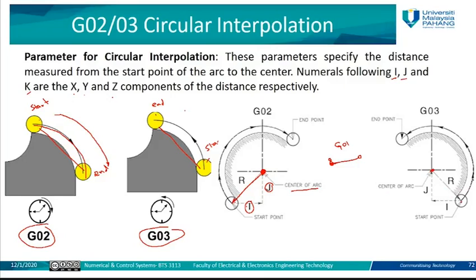If we want to move counterclockwise, this is the start point. This is counterclockwise, this is clockwise. So here this is the start point. The difference between the coordinate of this point and the center is I on the x-axis and J on the y-axis. This will be used for our coding format.